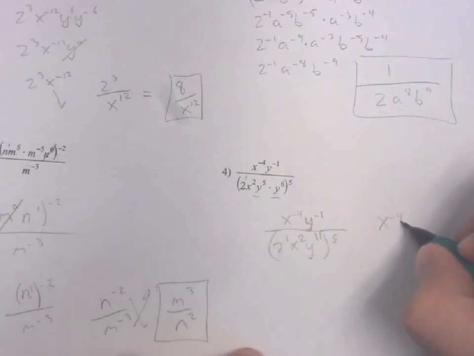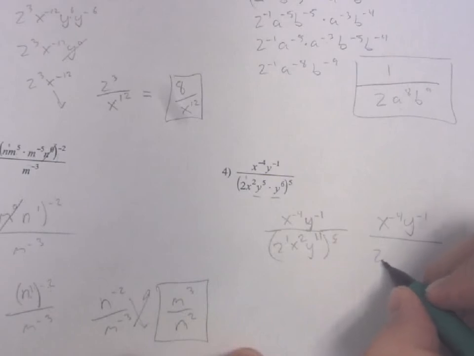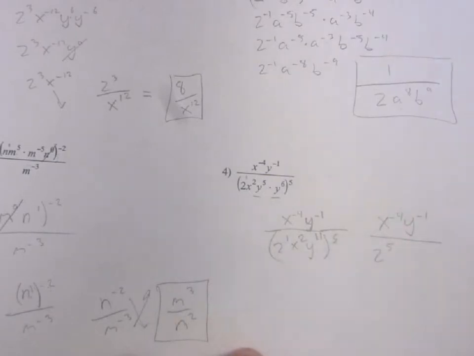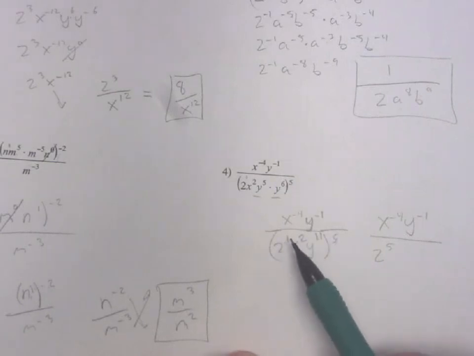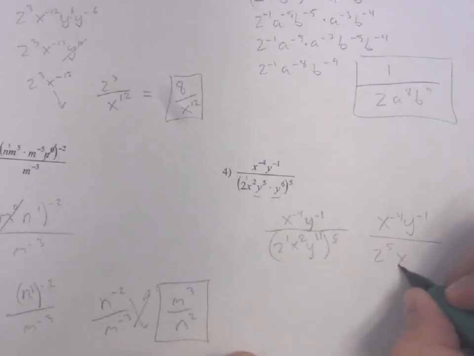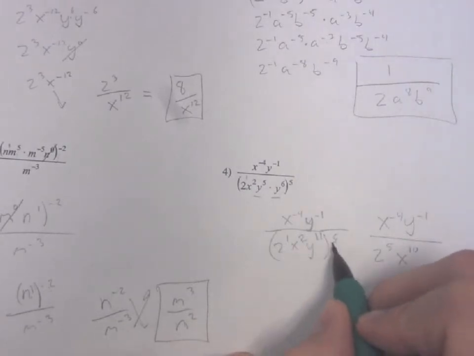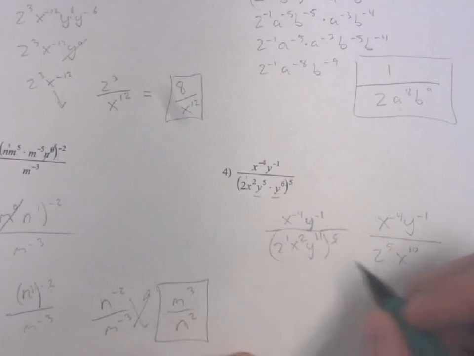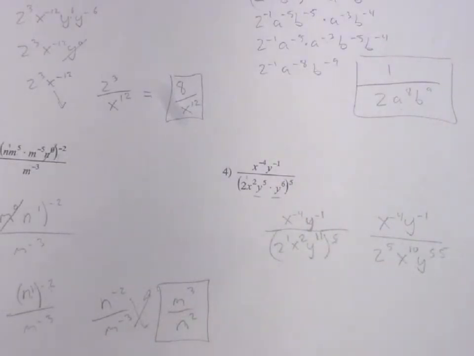So on the top we still have this x to the negative 4, y to the negative 1. On the bottom we have 2 to the 1 times 5. Okay, now remember, that's not 10. We're not doing 5 times 2. We're doing 5 times 1, the exponent. And then we're making sure that that's the power of 2. We have x to the 2 times 5. Now that 2 can multiply that 5 because it's an exponent. And then we have y to the 55. Okay? All right, now from here, we would use the quotient property.